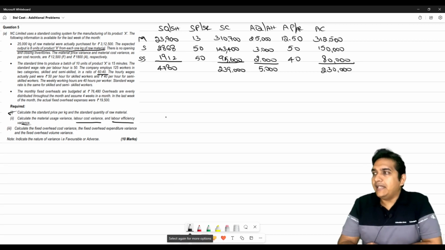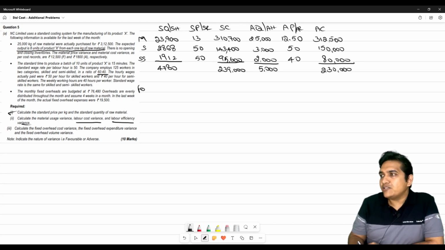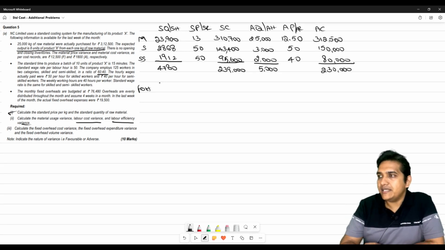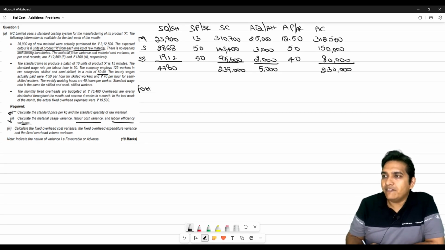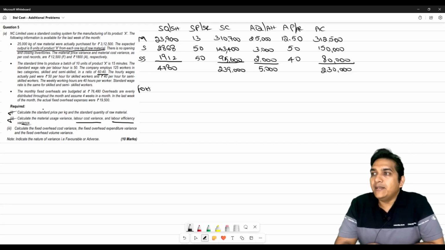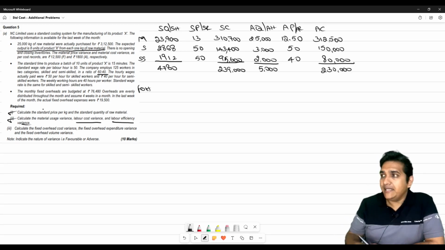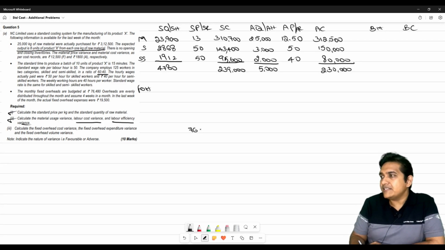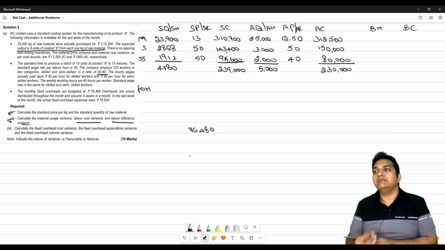Next, lastly, we have to calculate fixed overheads. What does the question say? The monthly fixed overheads are budgeted at 76,480. So they have given the monthly budget. Let's write it down: budgeted hours and budgeted cost. So the monthly budget is 76,480, right?